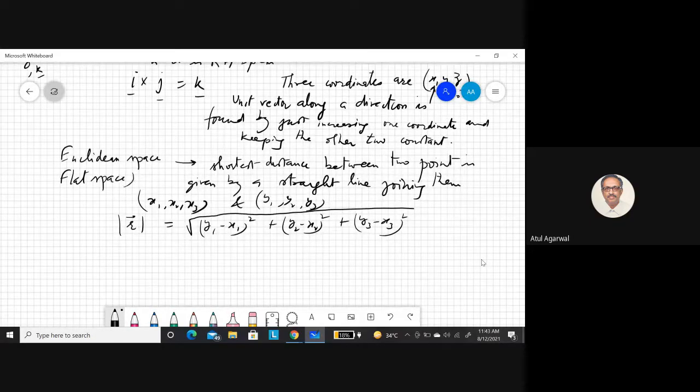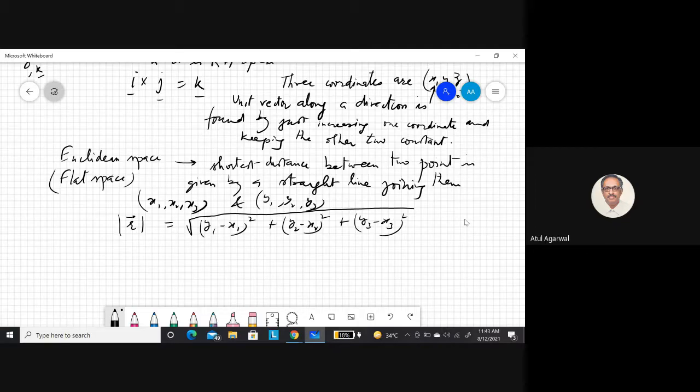So it is different from a curved space. For example, if you are told that you are restricted to stay on the surface of a sphere, then the shortest distance joining those 2 points in that curved space will not be a straight line. It will be an arc of a large circle passing through those points. So we are dealing with a Euclidean space, and then I define a right-handed coordinate system.